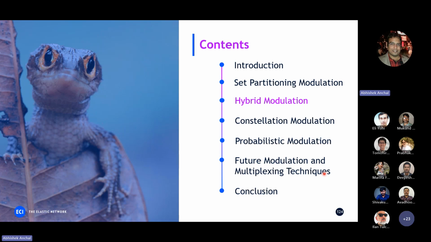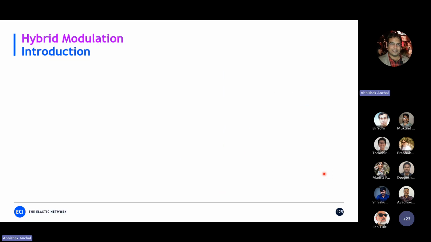Next one is hybrid modulation, which is even more interesting than set partitioning. And eventually, the most used is hybrid modulation in most of the transceivers.